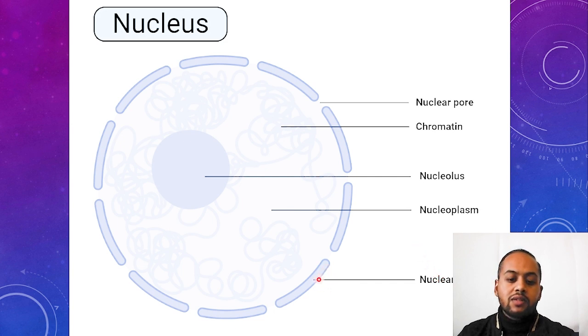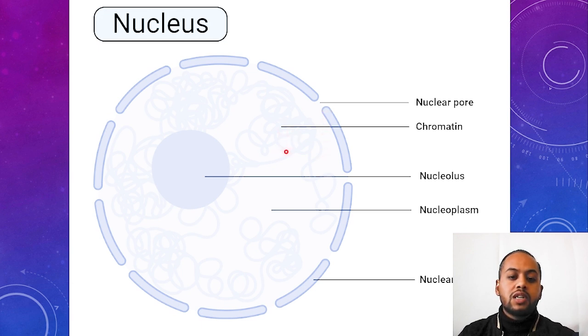Firstly, on the outside, you're going to have your nuclear envelope, also known as the nuclear membrane. You are then going to have your nuclear pores, which are little gaps inside the nuclear membrane on the outside. They allow the entry and exit of certain substances into and out of the nucleus.